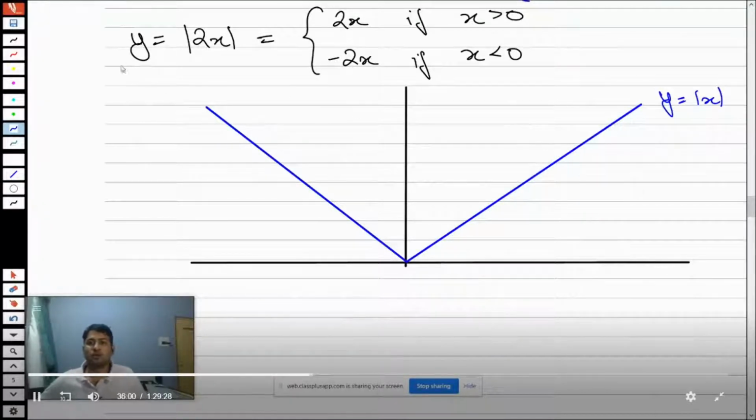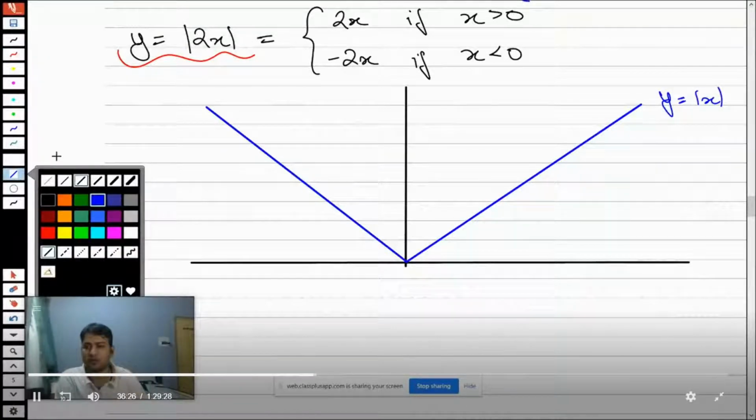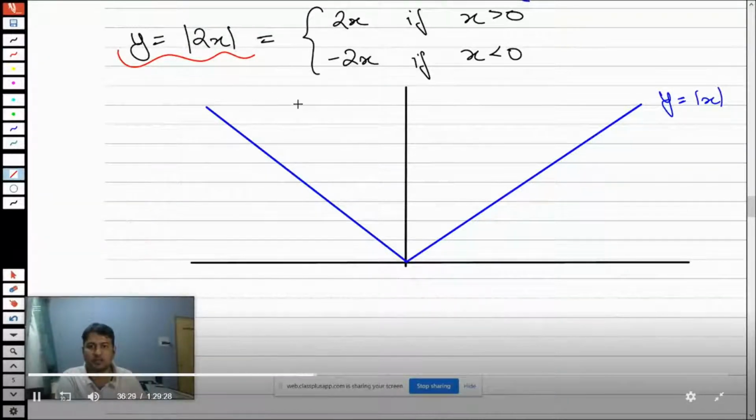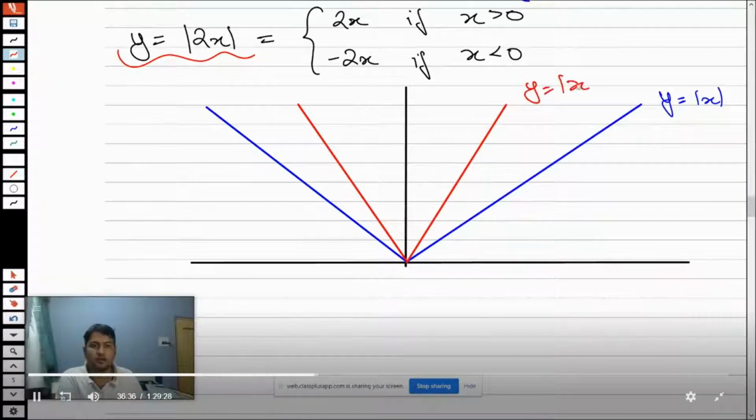Okay, so what will y equals mod 2x look like? Can anybody take a guess what y equals mod 2x will look like? Steeper. Yeah, that's correct. It's going to look like a V, but steeper now. So it's going to look like a steeper version of this. So it will look like this. So this is your y equals mod 2x.